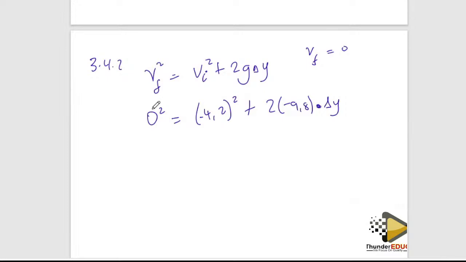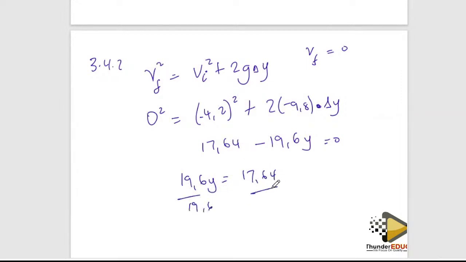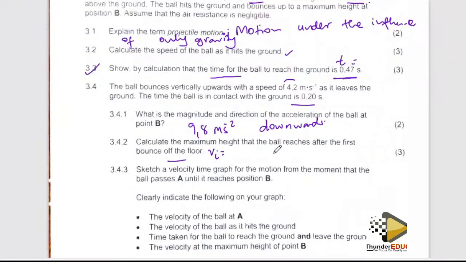Then 4.2 squared is giving me 17.64. This is going to be minus 19.6y is equal to 0. So I can move that to the other side, so that 19.6y is equal to 17.64. Divide both sides by 19.6. I'm getting 0.9 meters. So the height at B is 0.9.